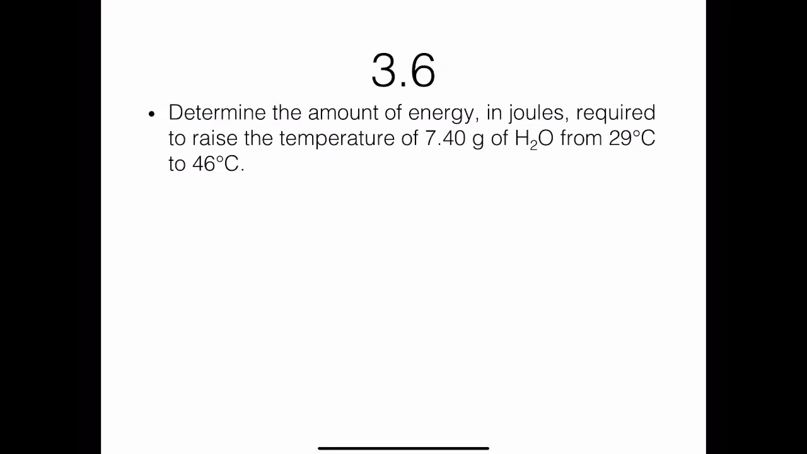Now in the last part of this section, we're going to look at a sample problem, and this sample problem asks us to determine the amount of energy in joules required to raise the temperature of 7.40 grams of water from 29 degrees Celsius to 46 degrees Celsius. There's a lot going on in this problem, so we need to introduce a new equation, and this equation is Q equals mc delta T. Now, in using this equation, you see we have all of the information we need to be able to solve for what the question is asking for. And in this case, it's asking for the amount of energy. So the first thing we need to do is to define each of these variables.